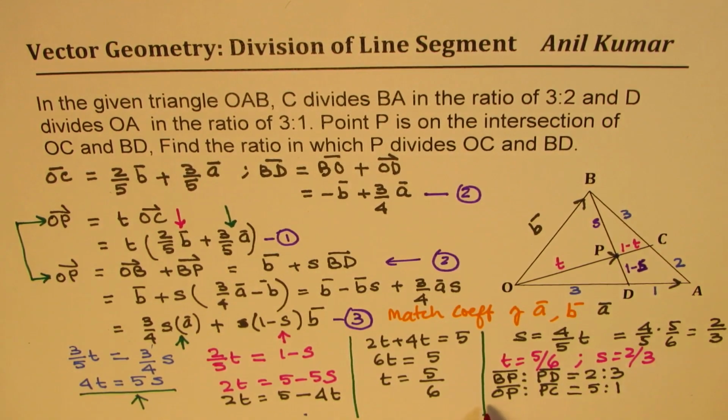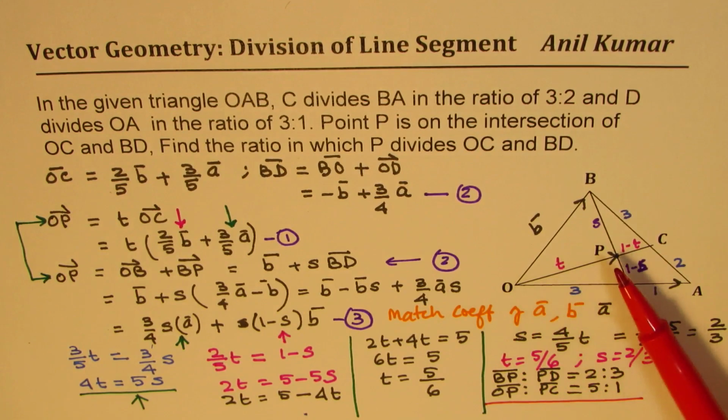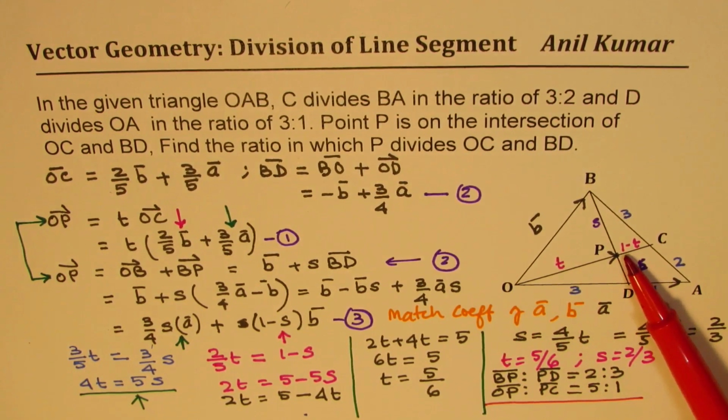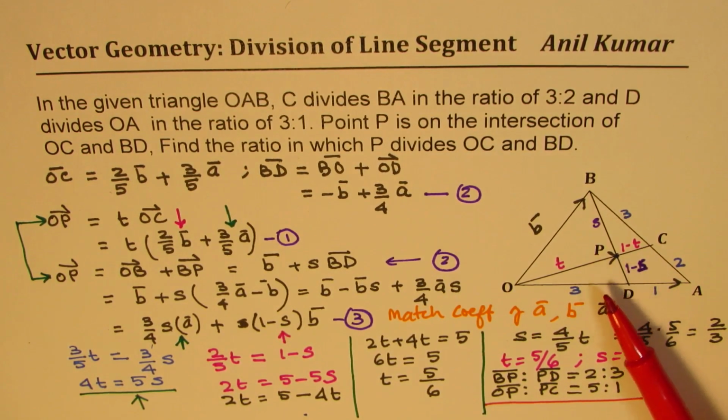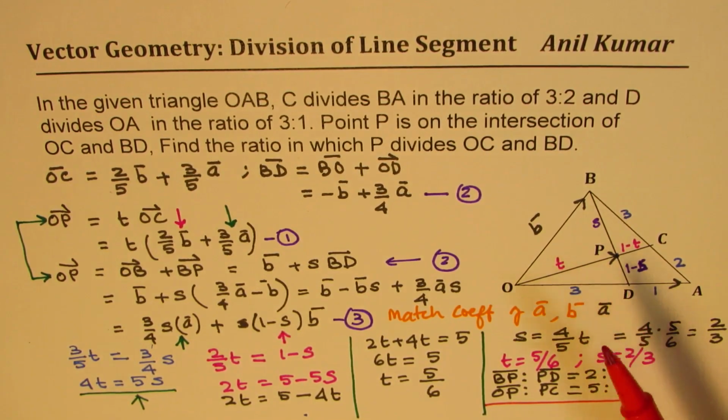So I hope you understand this strategy. The strategy in solving these questions is that you have to take the point under consideration, find its value from two different directions so that you involve both the parameters, and then equate the terms which are similar and get your answer. So I hope that helps.